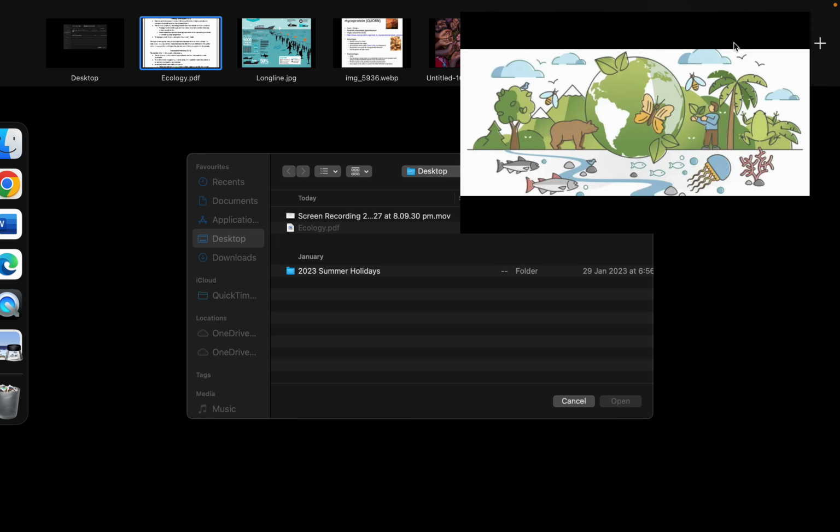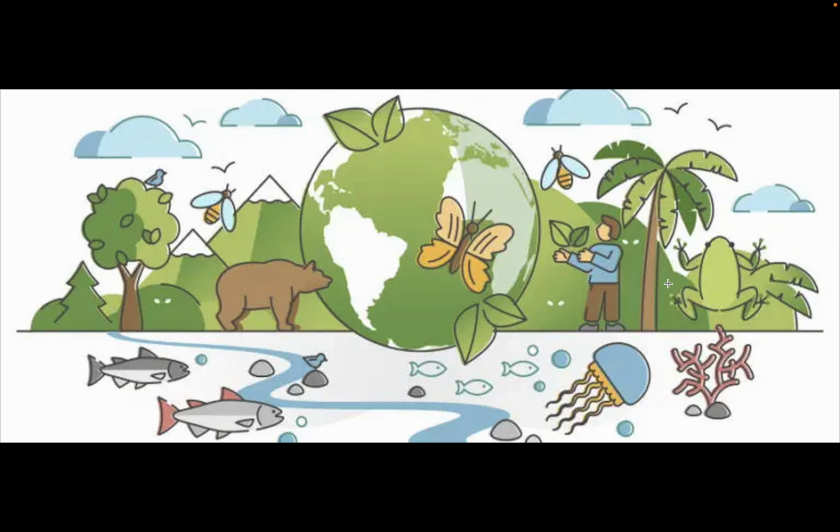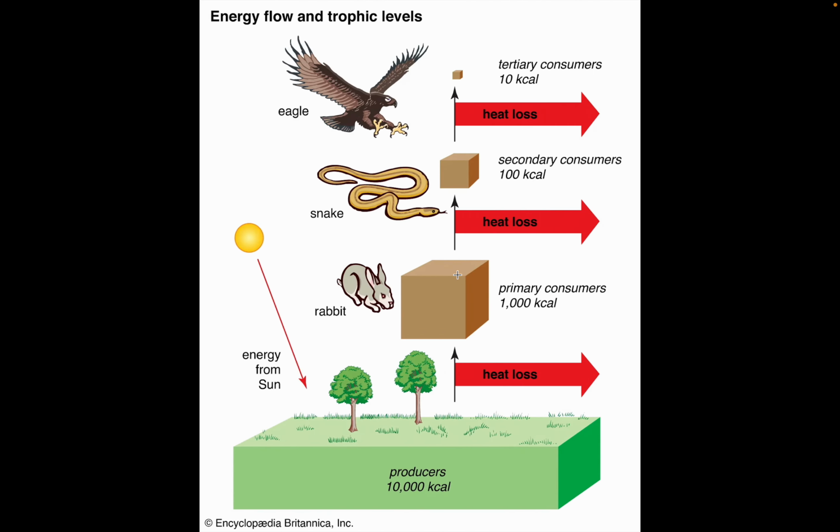For example, if you take this diagram, this is biodiversity. Man has to be good with the animals. There will be butterflies and sea animals, rivers and frogs, honeybees. Everyone should live together in a congenial way, that is biodiversity. The other thing we are going to see in the future is energy flow in the trophic levels.